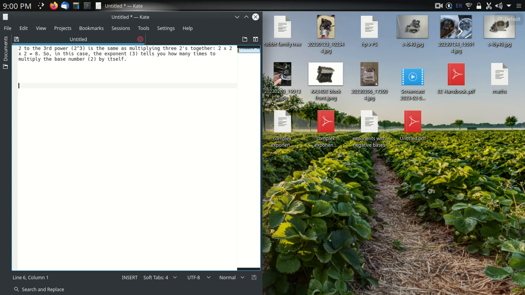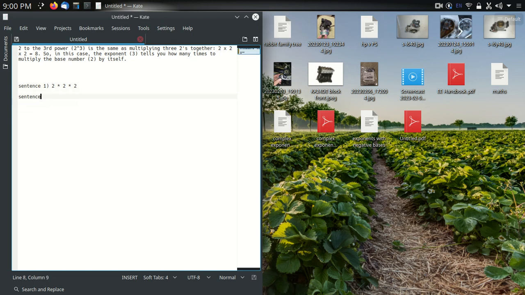Okay. So 2 to the third power is the same as multiplying 3 2's together. Okay. So we get 2 by 2. Well, there's 3 2's, and they're multiplied together. Okay. This is sentence 1 gives us this.